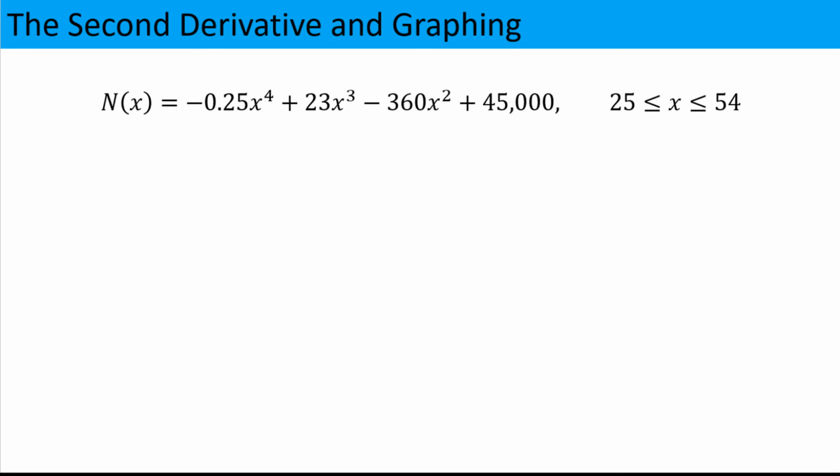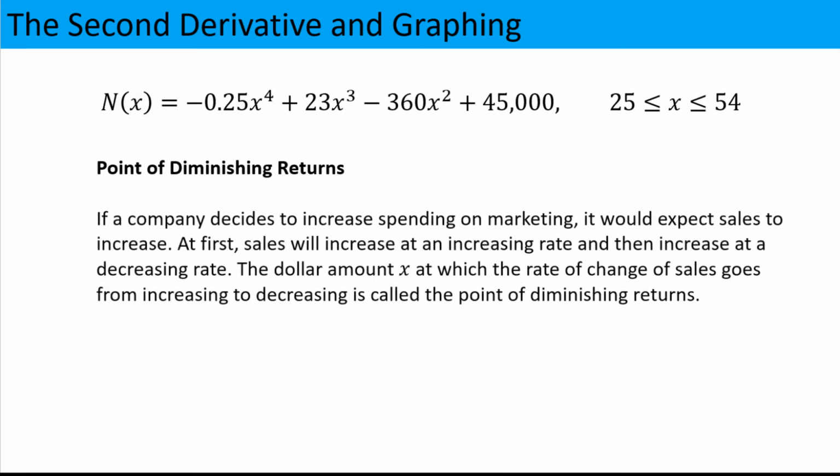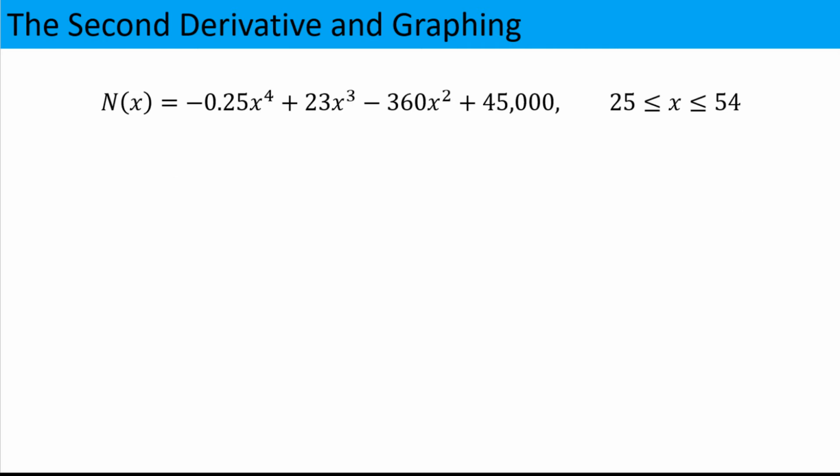Before we continue, we need to know what the point of diminishing returns is. If a company decides to increase spending on marketing, it would expect sales to increase. At first, sales will increase at an increasing rate and then increase at a decreasing rate. The dollar amount X at which the rate of change of sales goes from increasing to decreasing is called the point of diminishing returns. Computationally, the point of diminishing returns is where concavity changes from concave up to concave down.